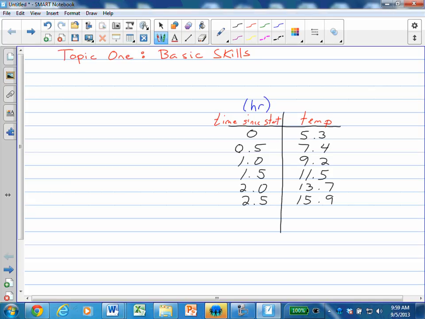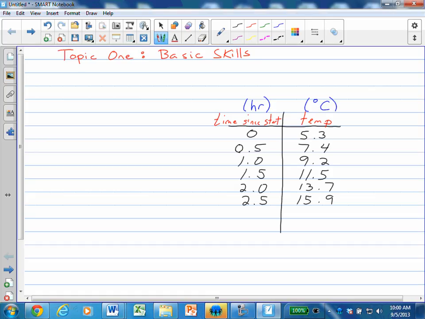What do you think the temperature is? Degrees Celsius. Why? Right, because if it was 5.3, what would it be? Real cold, frozen, right? So, degrees Celsius. Okay, but I should write that down.